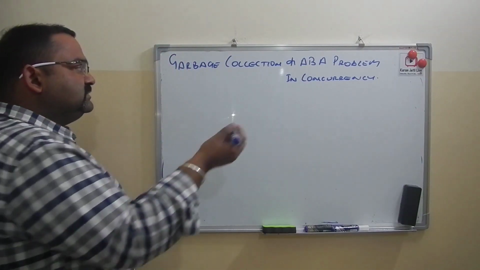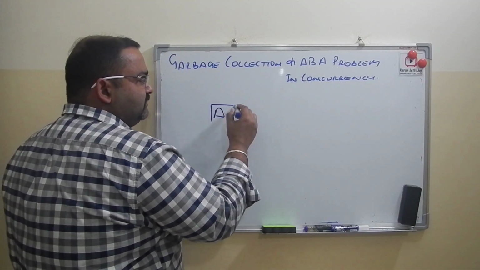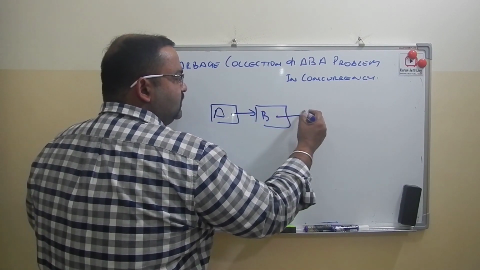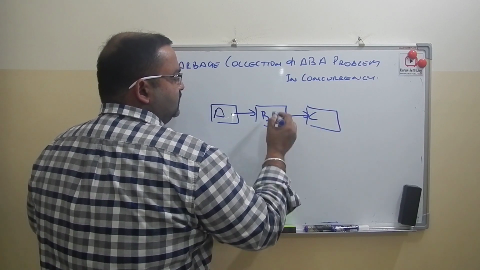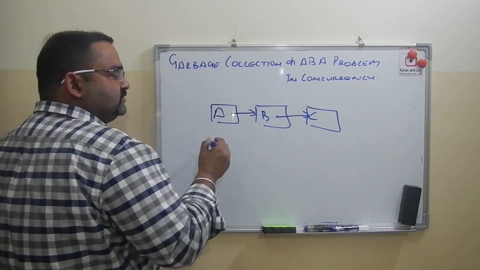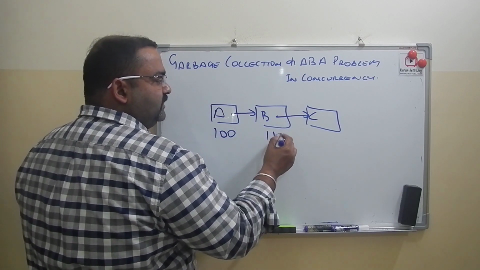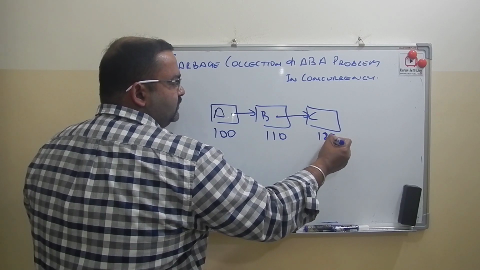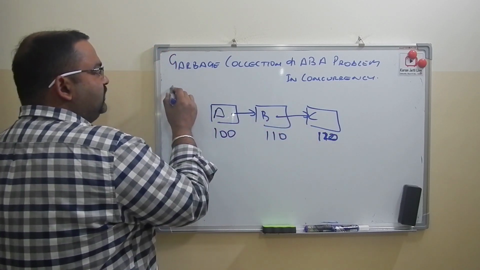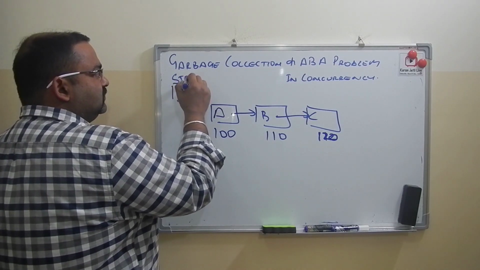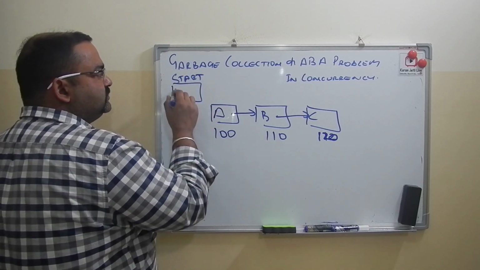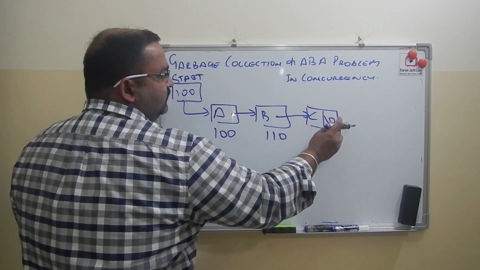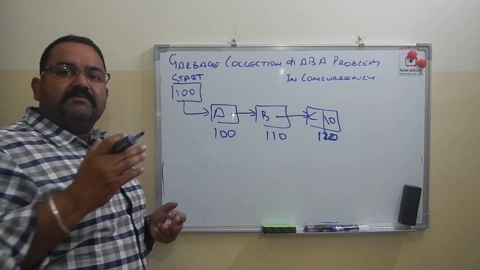For example, this is our linked list. It has three elements: A is pointing to B, which is pointing to C. Suppose the address of A is 100, the address of node B is 110, and the address of node C is 120. Then we have a start pointer which is pointing to the first node, that is 100, and C is not pointing anywhere, so that is null. Suppose this is my linked list.